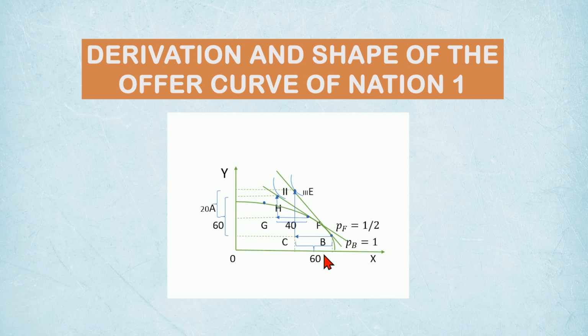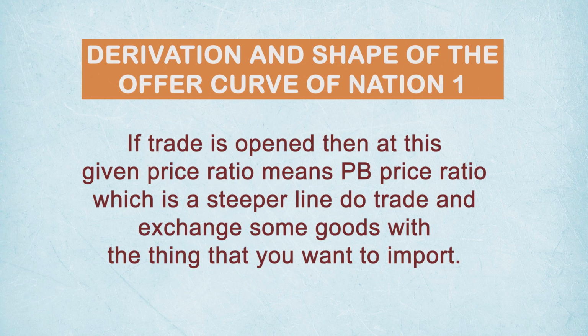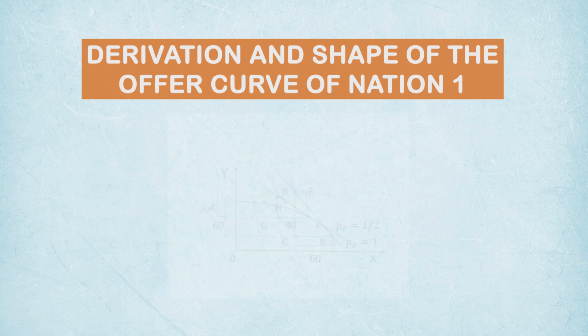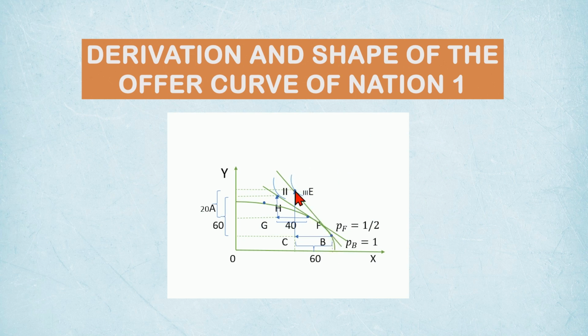Now say trade opens up. If trade is opened, then at this given price ratio, PB, which is a steeper line, you can do trade and exchange some goods with the thing that you want to import. And from the shape of this PPF, it is apparent that this country has a comparative advantage in X. So X is definitely the exportable commodity for this country.